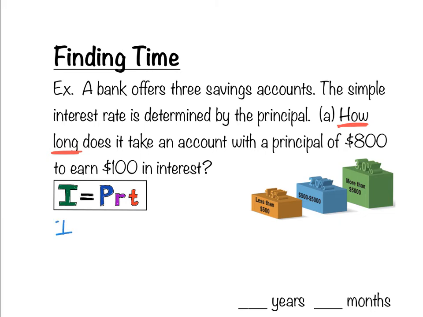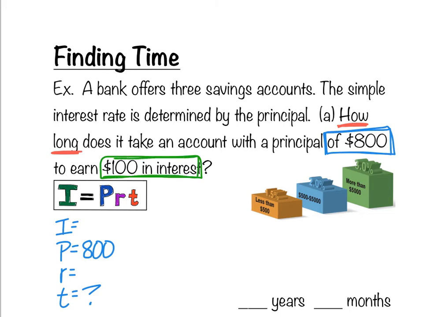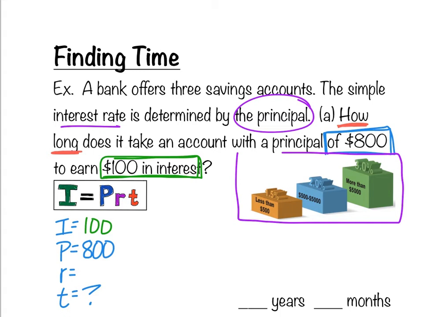So I'm going to start off by writing I equals, P equals, R equals, and T equals. And I know T is going to be what I'm missing, so I'm not going to plug anything in for that. Part A says, how long does it take an account with a principal of $800, so that is our principal, that goes in for P, to earn $100 in interest? That's going to go in for I. Now, they don't give us our interest rate, but if you look over here, there are 3, it says the simple interest rate is determined by the principal. So you can see, look at this picture over here, there are 3 different rates you can earn.